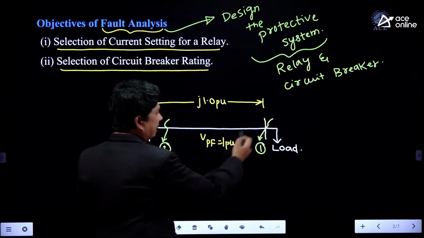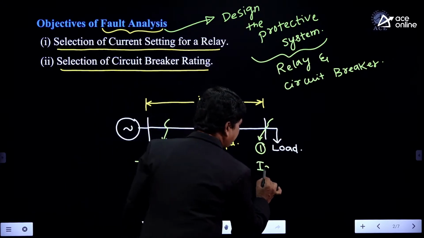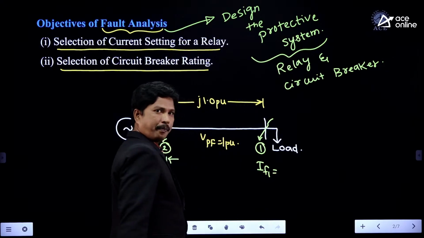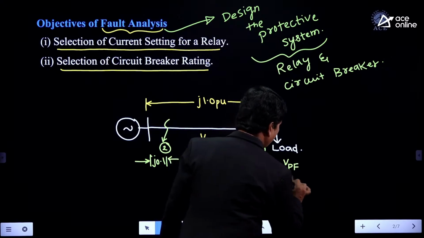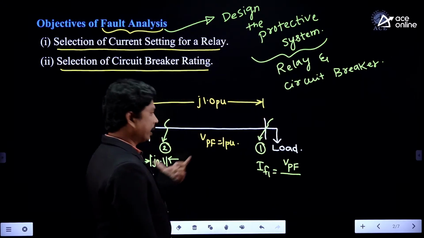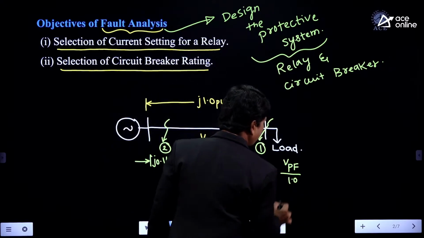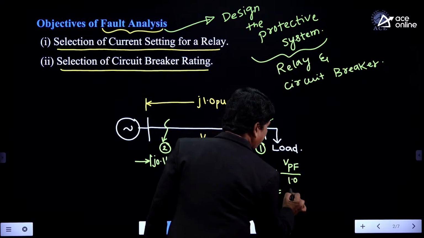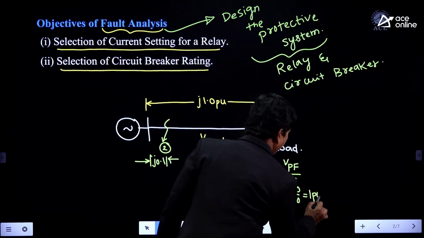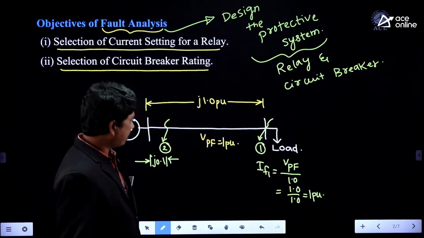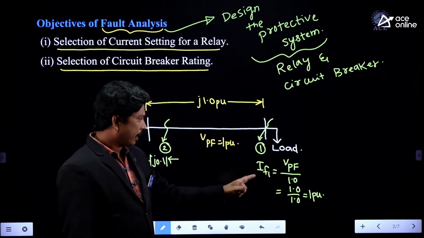Now at location 1, if you calculate the fault current IF1, the first situation, IF1 is equivalent to the pre-fault voltage divided by the impedance up to that location. Up to that location the impedance is j1.0, magnitude 1.0, so it will be 1.0 divided by 1.0, which is 1 per unit. That means whenever the fault occurs at this location, the fault current you are going to see is 1 per unit.